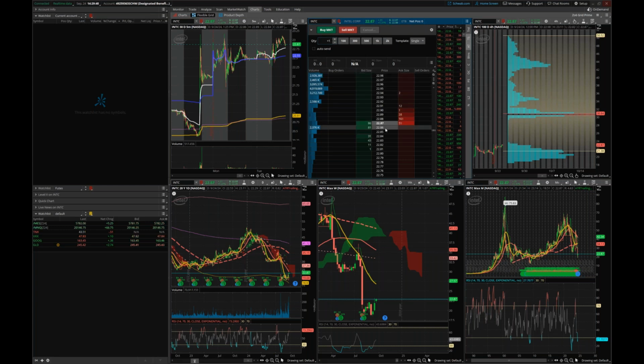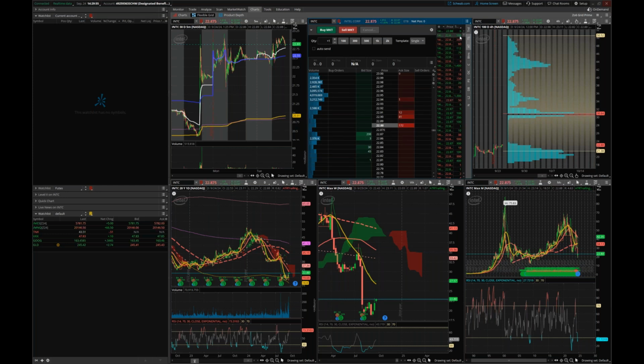So price currently, 22.87. You can see it moving around. You can see the sales coming through, the size of the sales, right? So someone just bought 500 shares. Someone just bought 160 shares, okay? So it's this easy.